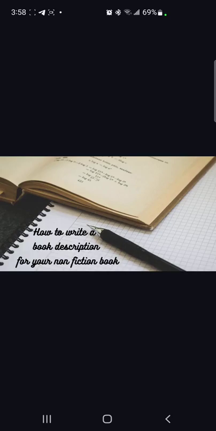Now, for your non-fiction book, here are some questions you should answer in your book description. First of all, you should answer, who is this for? Who is the book for? Then secondly, you should answer, what does it solve? Because your book is there to solve a problem.